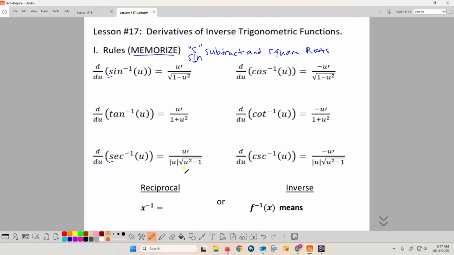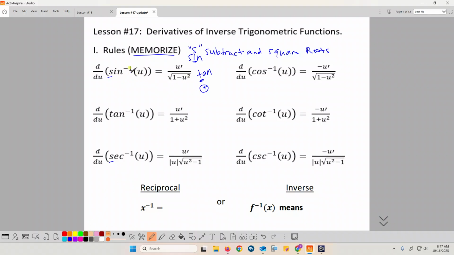Something else that helps me memorize these is that when I write tangent, that looks like a plus sign, doesn't it? And so with tangent, I'm thinking plus. That's what we see in the denominator there. Inverse tangent is plus. All right, so everything though says u squared.